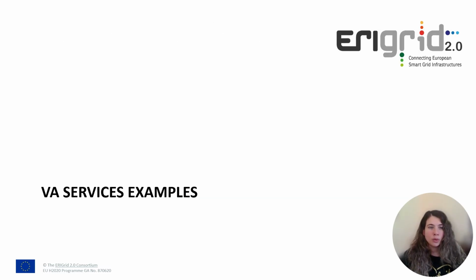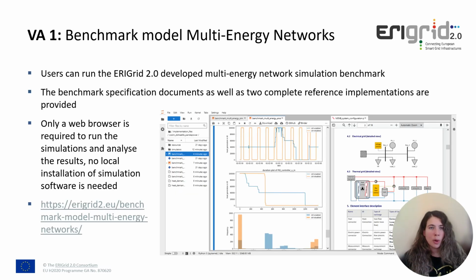Now we will have a look at some VA services examples. In the frame of the project, a multi-energy network simulation benchmark was developed. The benchmark specification documents as well as two complete reference implementations are provided online. Only a web browser is required to run the simulation and analyze the results. So no local installation of simulation software is needed, and there you can find everything that is needed to run your examples.